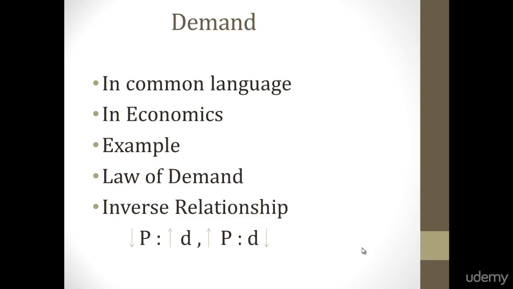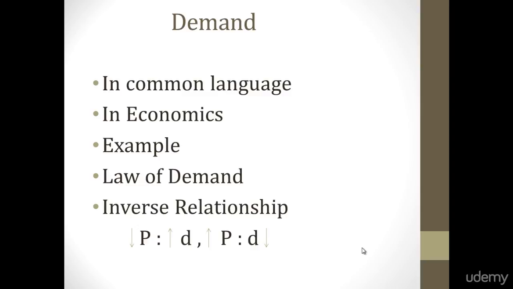In common language, the word demand means the desire of a thing, and in economics demand means not the desire only but also the power of purchase. For example, a student has desire to purchase a car but he has no power of purchase. This desire is not called the demand. So we can say that demand depends upon two basic factors. First is wish to get a thing, and second is power to get a thing.